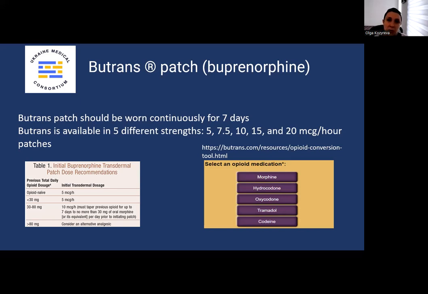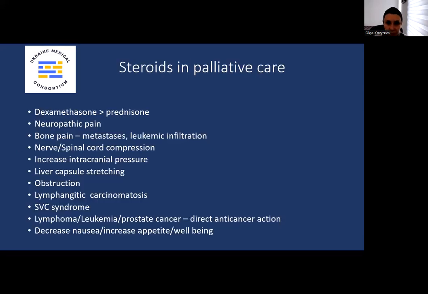The Butrans patch is totally safe in patients with liver dysfunction. This is your medication of choice for a patient who is dying from liver metastasis or who has cirrhosis. Very safe with high bilirubin levels.